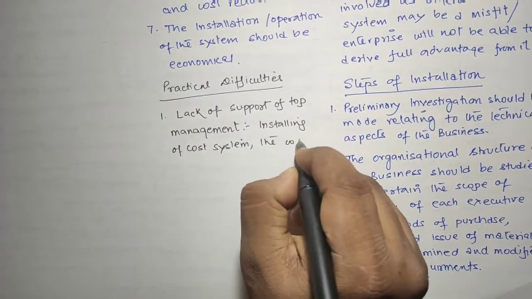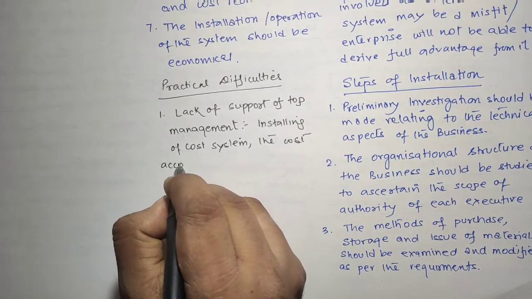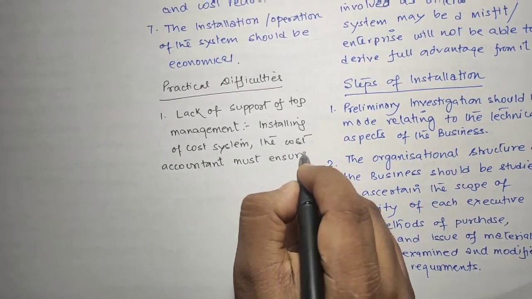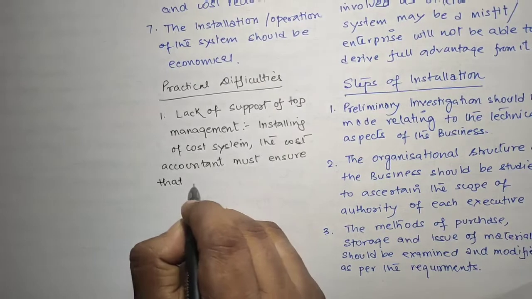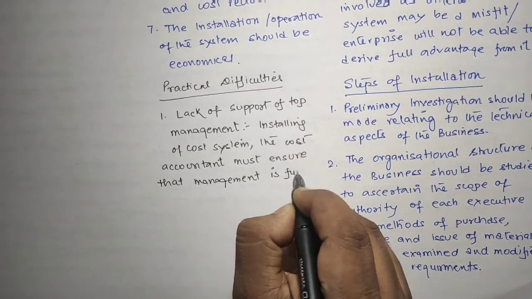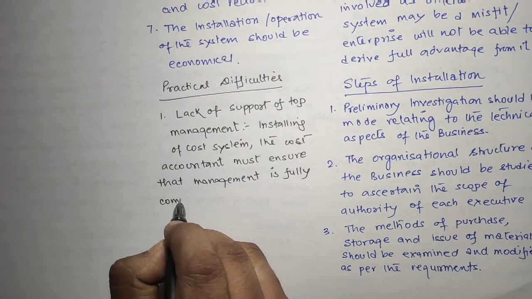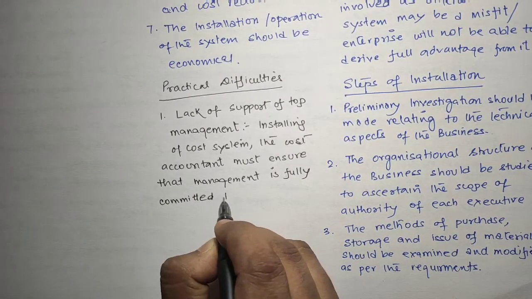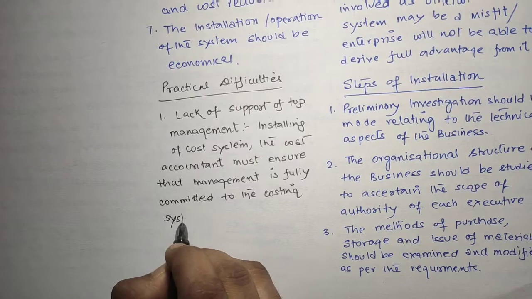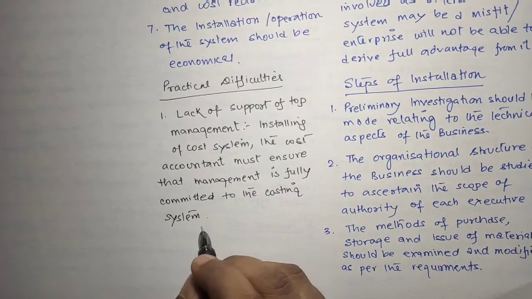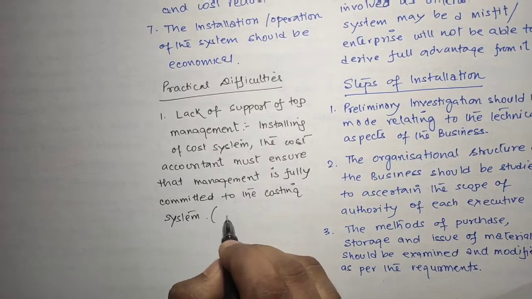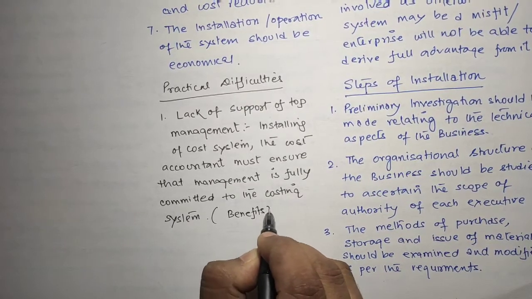Before installing a cost system, the cost accountant must ensure that management is fully committed to the costing system, and a sense of cost consciousness should be created in their minds by explaining to them that this cost system is for their benefit. Clear?